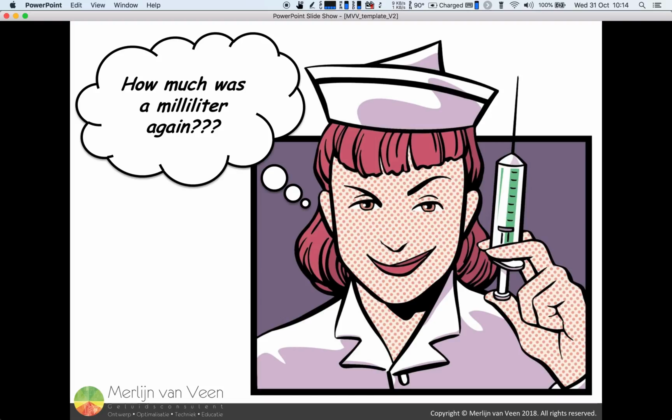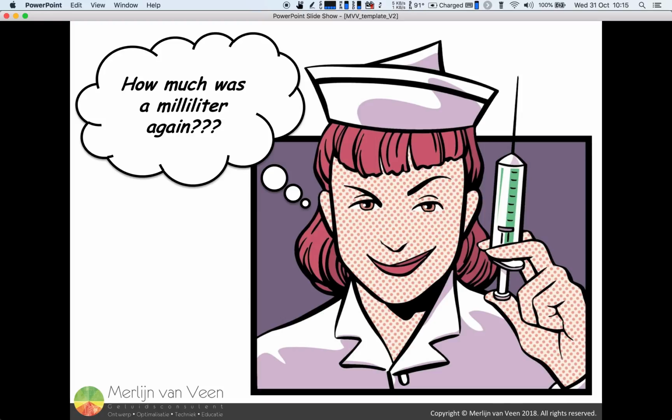If she gives you too little sedative, you will be in a lot of pain during surgery. And if she gives you too much sedative, then you might never wake up, even if the surgery was successful or not. So just like we all realize that it's important for a nurse to understand a milliliter, you could claim that it's, well, equally important for a sound engineer to have a thorough understanding of a decibel.